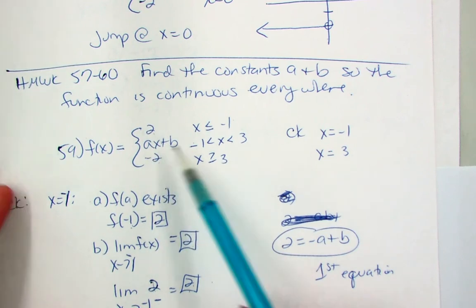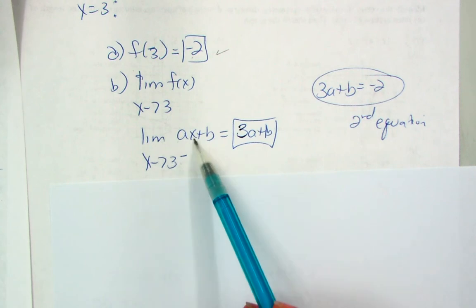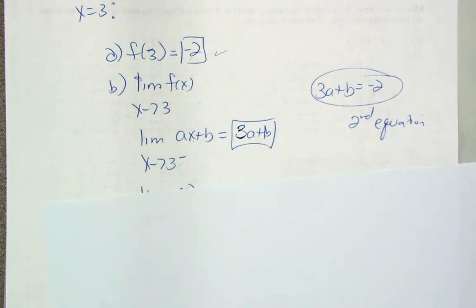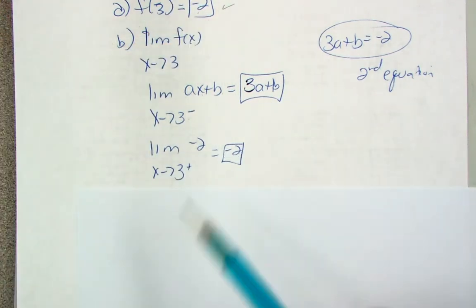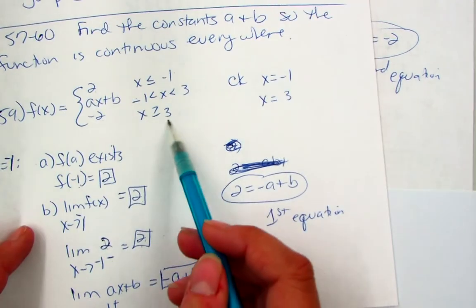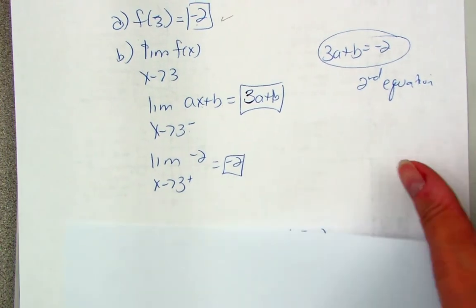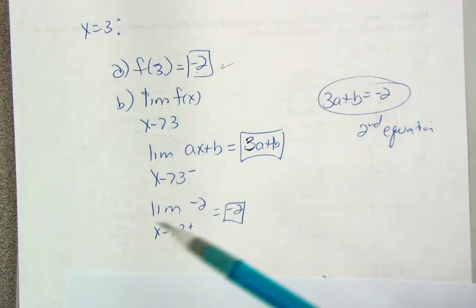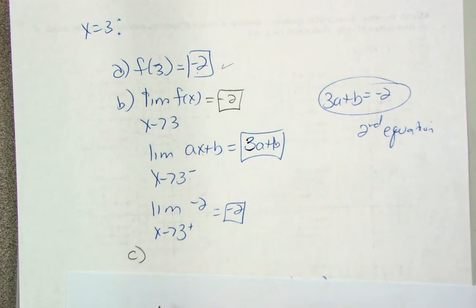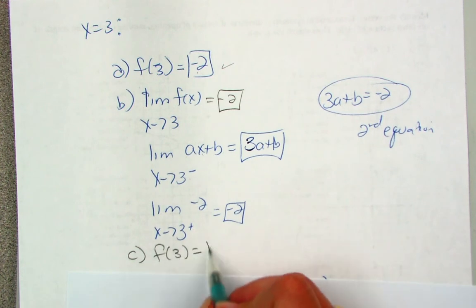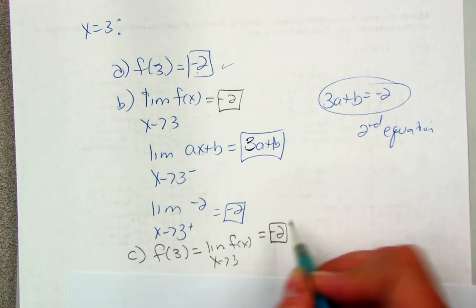Here is 3 from the left. I'm going to use the piece ax plus b. That's why this is written here. Now I'm going to evaluate this limit, put 3 in for x. That's 3a plus b. I already know it's got to equal negative 2. Now 3 from the right, negative 2. So again, I am forcing this to be continuous at x equals 3, which means this and this must be equal. That's what part C is about. Part C says that this and the limit of f of x as x approaches 3 must be equal to each other, and they're going to equal negative 2.